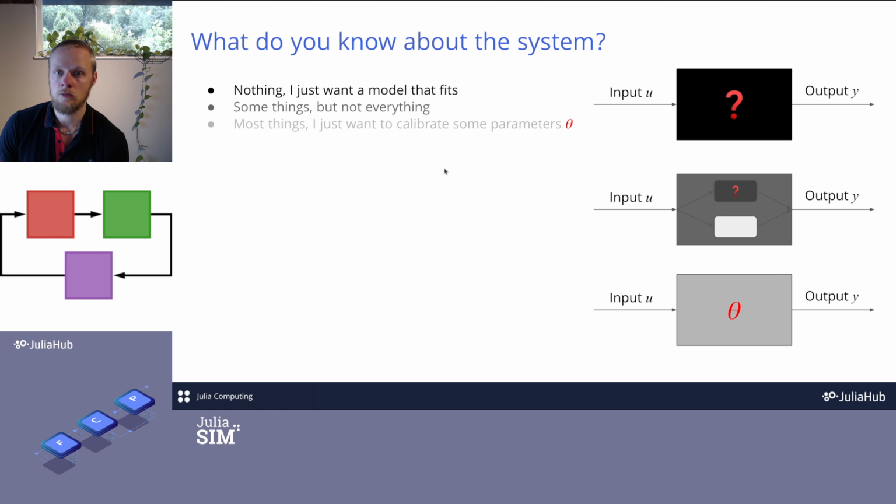Or maybe we know most things about the system. Maybe we have a very good mathematical model, but we are uncertain about the parameter values. In that case, we want to calibrate the parameters of our model so that the model will fit the data in some sense. Here I use the Greek letter theta to denote the parameters. These would be referred to as some form of gray box identification in the language of system identification, where black box is a completely unknown structure of the model, whereas gray box means that we know some kind of structure.